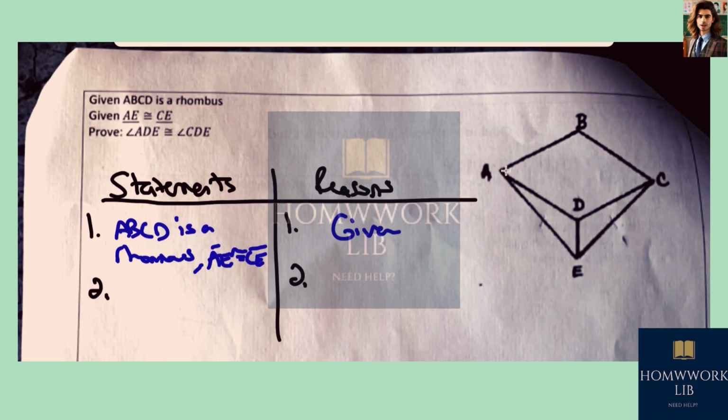All right, given that ABCD is a rhombus and segments AC and CE are congruent, let me mark those as it looks like you had done already, AE and CE. Well, what does it mean to be a rhombus? The definition of a rhombus is that all four sides of this are congruent. That's the definition of being a rhombus.